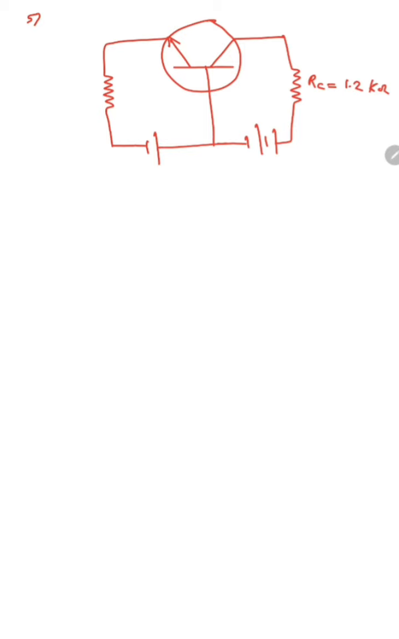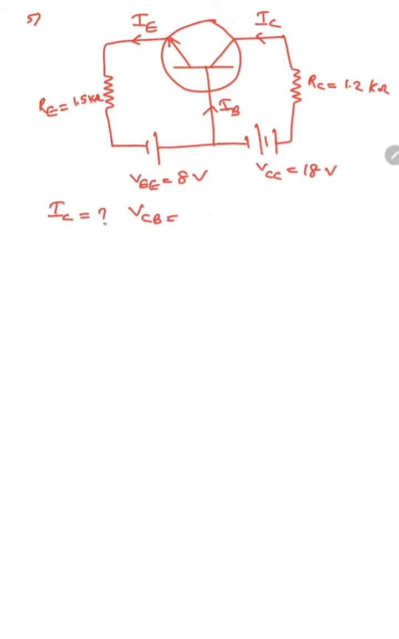Kilo ohm. RE is equal to 1.5 kilo ohm. This is IE, this is IC, and this is IB. And these voltages are given. VE is equal to 8 volt and VCC is equal to 18 volt. So using this circuit, we have to find out IC and VCB.